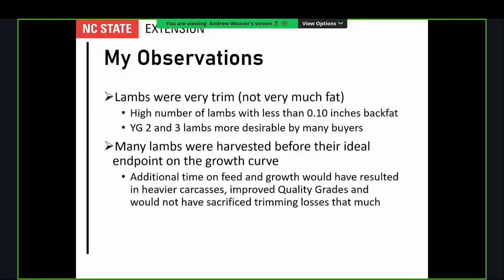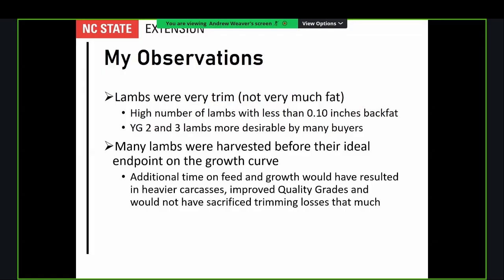Based on how trim everything was, where these lambs were relative to muscling and required ribeye area, I think a lot of these lambs were probably harvested before their ideal endpoint. So if we go back to one of the first slides, when we talked about the growth curve and the development of muscle relative to the development of fat, we were probably further to the left than where we should have been for a lot of lambs.